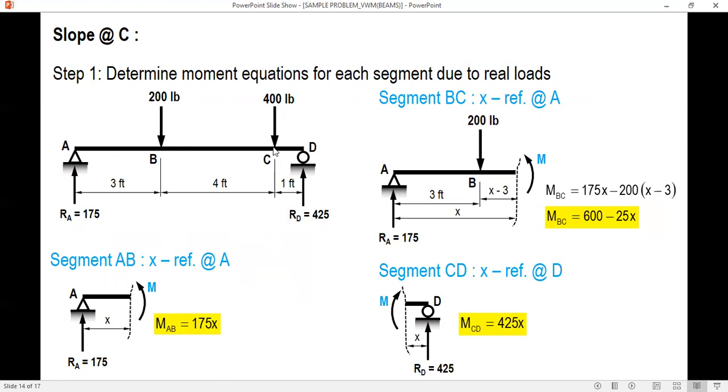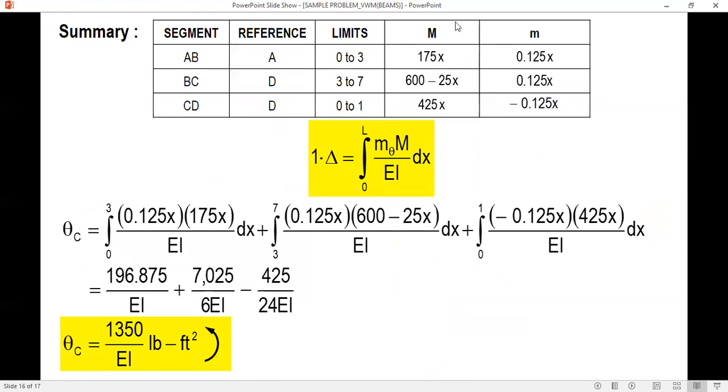It's segment CD, and your reference is A. So what's the distance of C from A? 7. What's the distance of D from A? 8. So if that's the case, then the limits are 7 to 8, not 0 to 1. Segment CD, but the reference is A, 7 to 8.